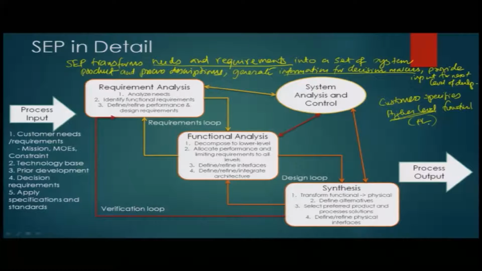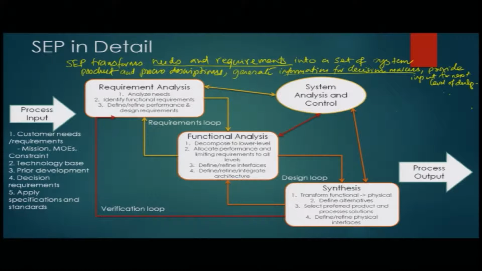So that is where this requirement loop comes into the picture. When you start decomposing, you keep on rechecking with the needs. By decomposing this into such a lower level function, are we going to lose any needs out of this? And if the answer is no, then you go ahead and do it. That is the idea. Then you allocate performance and limiting requirements to all levels.